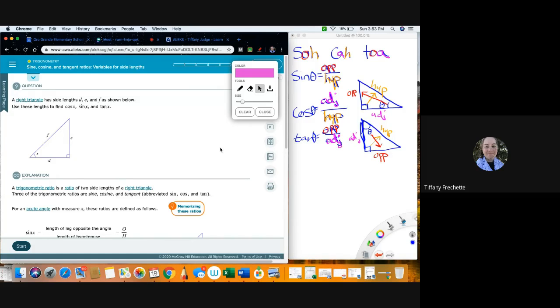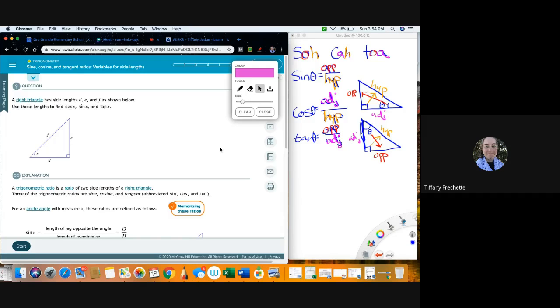Sine, cosine, and tangent ratios with variables for side lengths. So this is very, very similar to the video that has numbers for side lengths instead of variables. If you notice, I already have my notes open on the side here, and these were the same notes that we took for that video. The last one has the same title, except instead of variables, it says numbers.